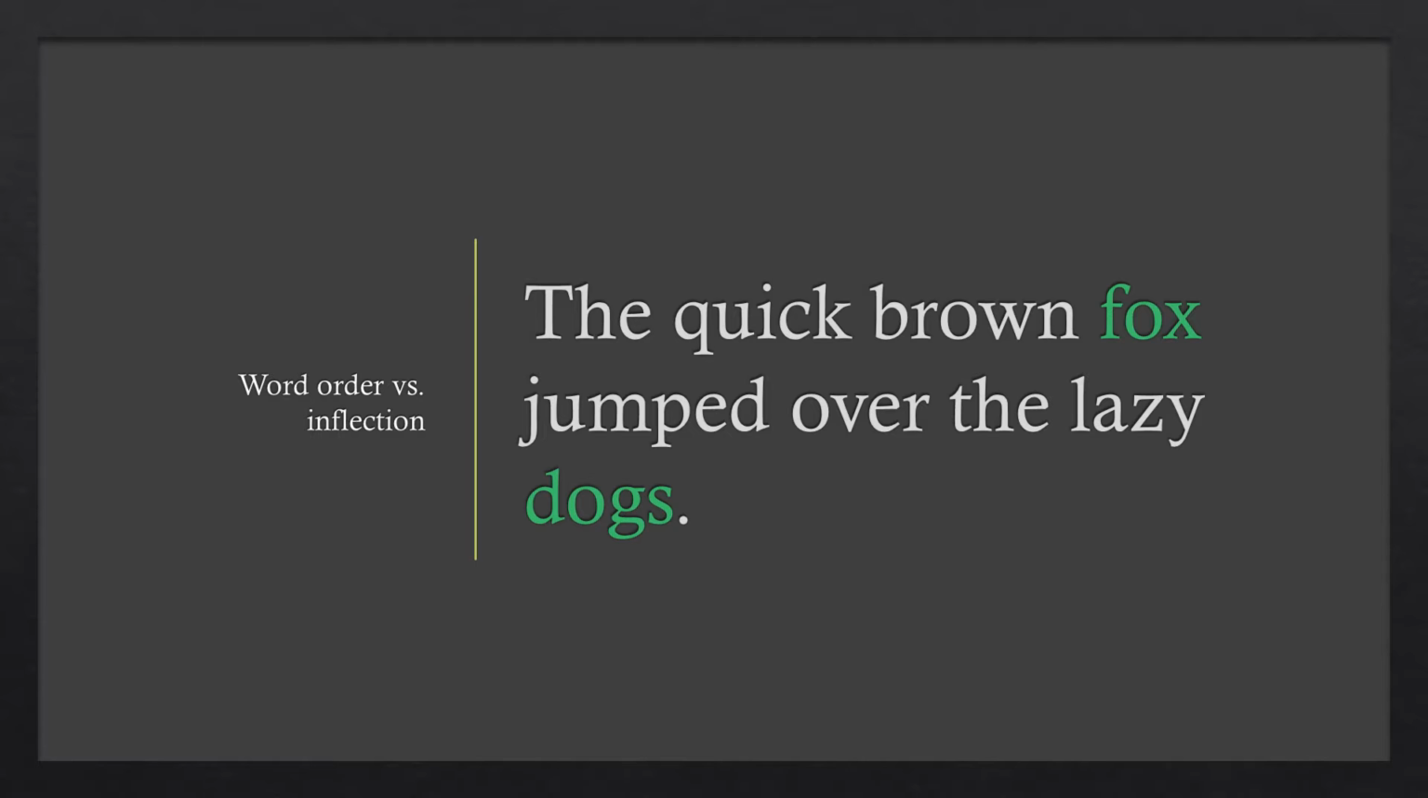Word order, you guessed it. Fox is the first noun in the sentence and immediately precedes the verb jumped, so we know it is the subject. The other noun in the sentence, dogs, follows a preposition, over, so we know it is the object of that preposition. If you were to rearrange these nouns, the sentence would change entirely in meaning.